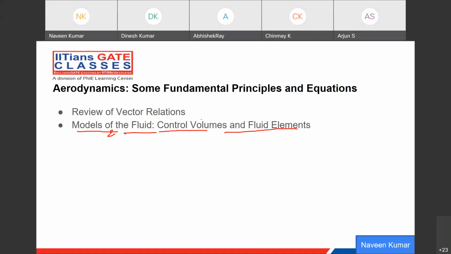So you have to understand what the control volume is, what the fluid element is, what the control surface is, and what the different types of models are that you can choose for a proper understanding of aerodynamics.